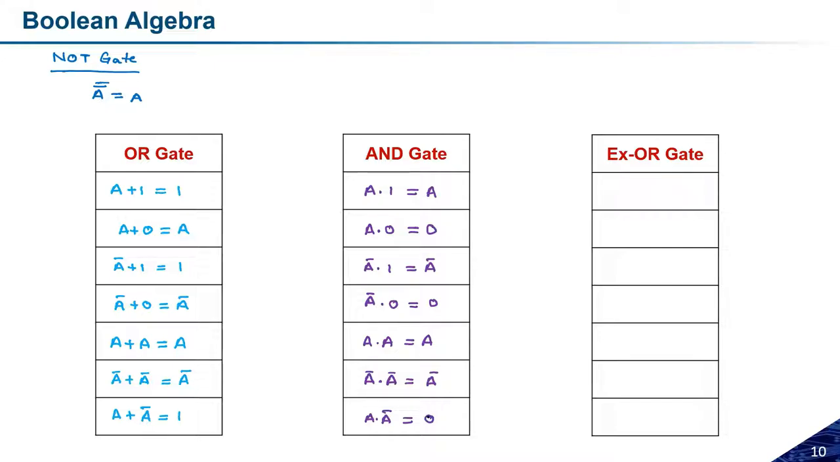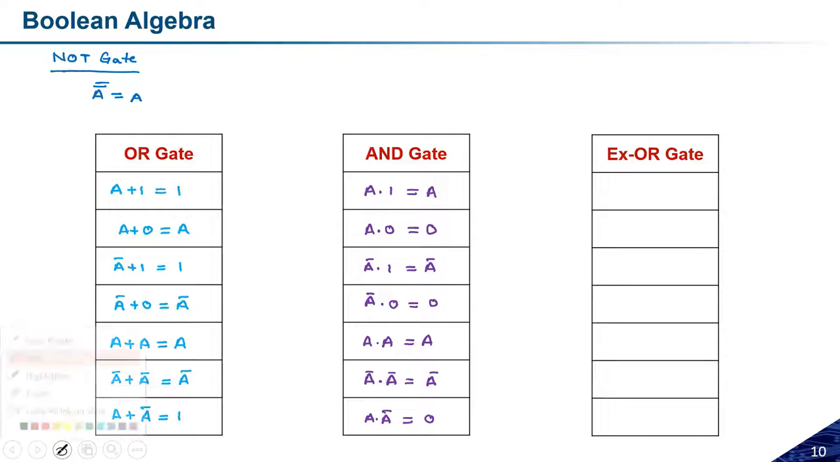This kind of formula or concept will be needed, especially if I have a long expression for any function and I want to minimize the function. Suppose I have a function which looks like A plus one. Instead of providing any logic gate, that gives you one. So instead of any logic, I can directly connect the output with the logic high. So we don't need any logical circuit. This is the importance of Boolean algebra, which can be utilized to optimize the number of gates to implement any of the functions. How to optimize that, I will tell you in detail later on.